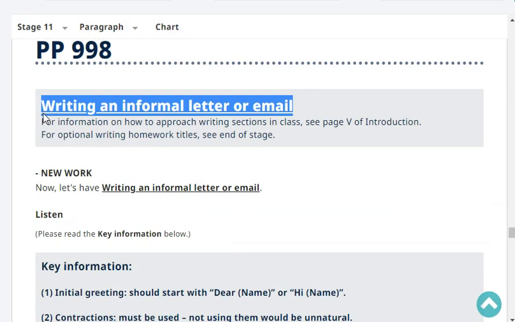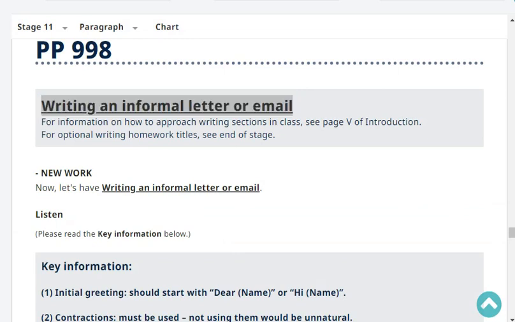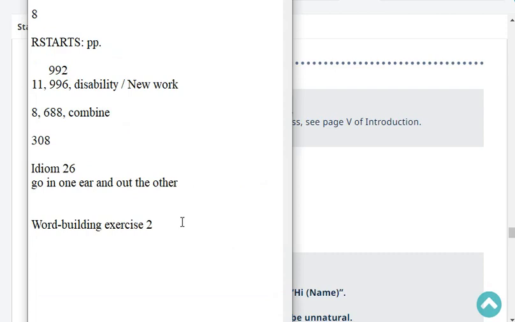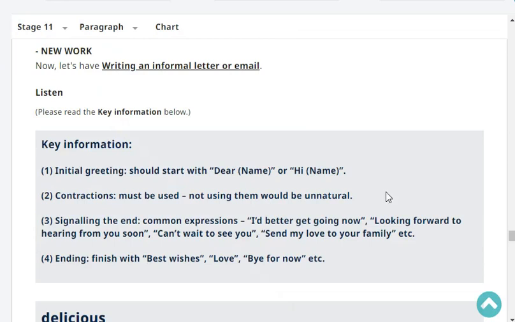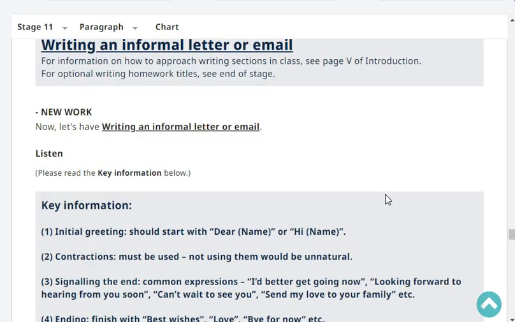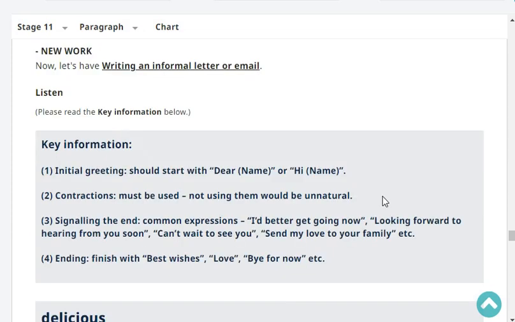Okay, let's start writing an informal letter or email. Let me take note first. Okay, so let's have some key information. The initial greeting on an informal email or letter should start with dear and then the name of the person you're going to send it to, or hi and then the name of the person. Contractions must be used because it's informal. Not using them would be unnatural.